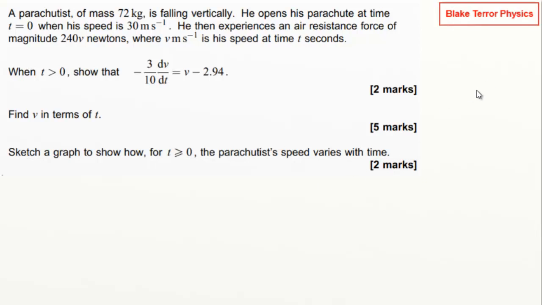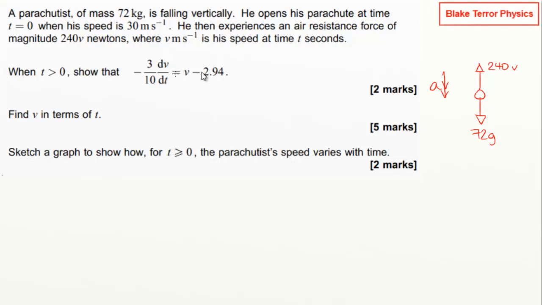We've got a parachutist of mass 72 kilograms, so weight of 72g, who opens his parachute at time t equals 0, speed 30. Okay, we don't need that yet. Air resistance force of 240v newtons, so it's a function of the speed. So we've got this variable acceleration going on. I'll draw the acceleration going downwards, but again, that isn't exactly critical.